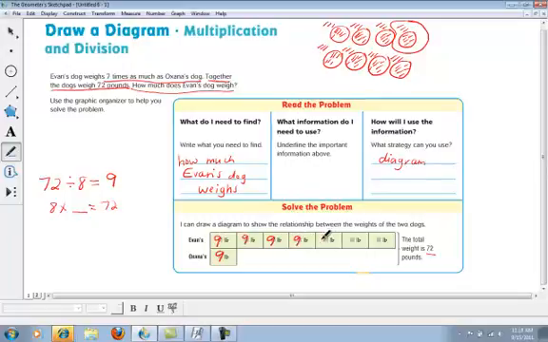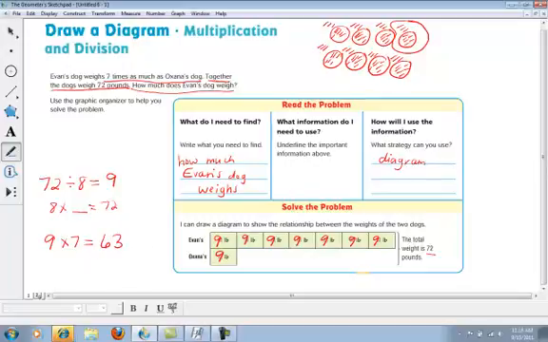So is 9 my answer? Let's look at what the question was. I need to find how much Evan's dog weighs. Oh, no. 9 just told me how much Oksana's dog weighed. So Evan's dog is 9 times 1, 2, 3, 4, 5, 6, 7. 9 times 7. Do you know what 9 times 7 is? All right, it is going to be 63. So now we've solved that problem.